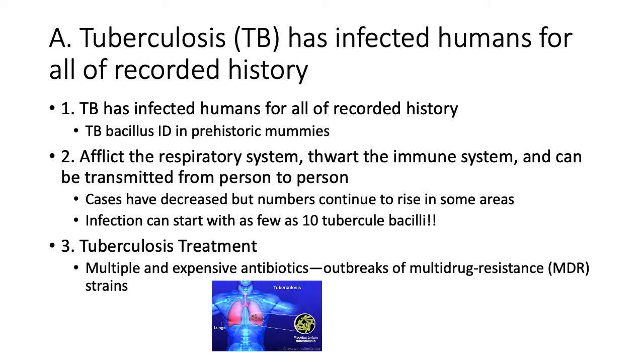caused by bacteria. So tuberculosis, TB, has been evident in every recorded history ever since we've started recorded human history. We've noticed the bacteria in prehistoric mummies. King Tut had tuberculosis. And what it does is it afflicts your respiratory system. You only need about 10 bacteria cells to start the infection.